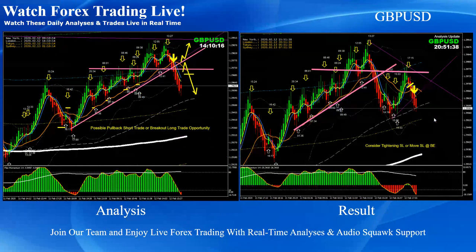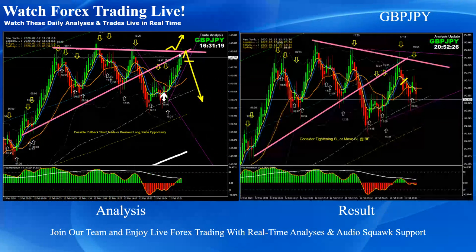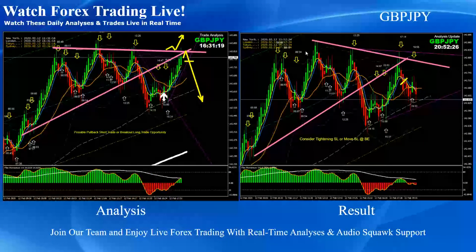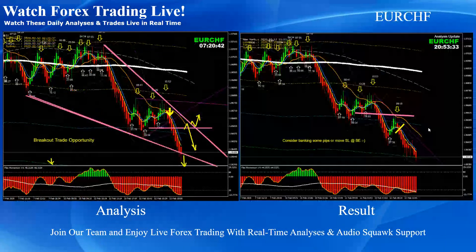Pound dollar, as mentioned on the analysis, look for the pullback. What happened after that? Price nicely came back and hit, beautiful pullback short trade on pound dollar. Pound yen, pretty straightforward as mentioned on the analysis. Look for the pullback short. Price nicely developed. We're still holding that trade, by the way. Beautiful short trade on pound yen.